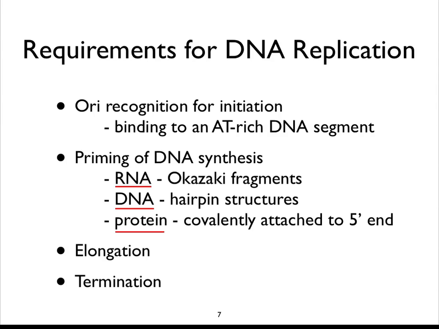Elongation occurs through two mechanisms, leading strand synthesis and lagging strand synthesis. And what you'll see as we discuss this in a little more detail later is that they both go in the same direction when DNA replication is bidirectional. And finally, you have termination. And termination is sometimes as simple as falling off the end of the molecule. So in a linear molecule, it's just like Columbus. He went to the end, and he fell off. In circular molecules, it's much more difficult.